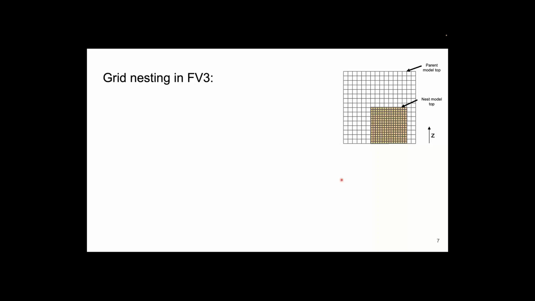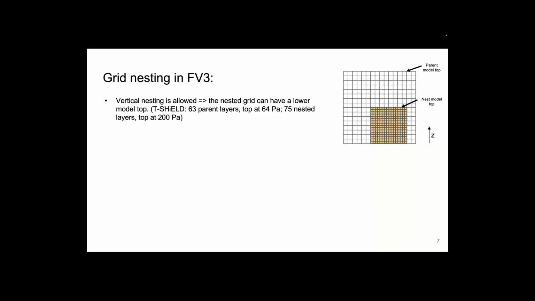Some features of nesting that we already have in the public release in FV3. Vertical nesting is implemented and allowed, so the nests can have a different, lower model top. For instance, in our SHiELD configuration, where we simulate tropical cyclones, we have more horizontal layers. We have 75 layers, and the model top is at 200 Pascal, where the top parent grid has 63 layers with a model top at 64 Pascal.